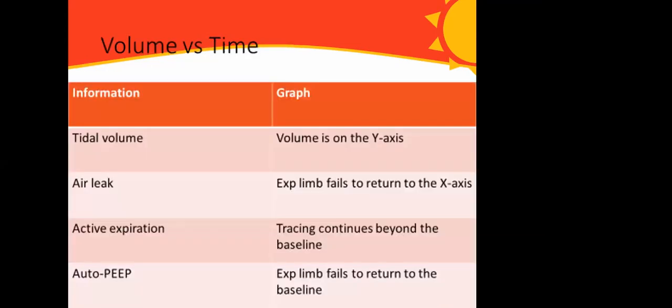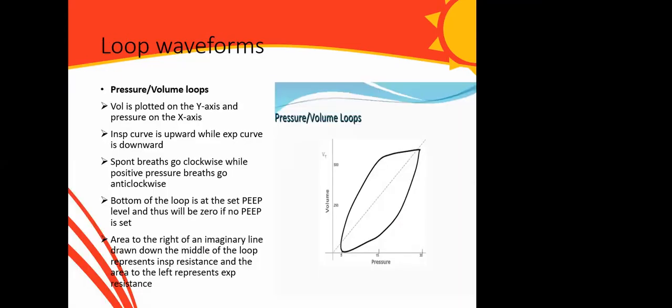So that is scalar waveforms that we've mentioned. Then we'll talk about the loop waveforms. Like I mentioned before, time is not considered here. There's a plot of either pressure volume or flow volume in loop waveforms. In pressure volume loop waveforms, the volume is plotted on the y-axis and the pressure is on the x-axis.